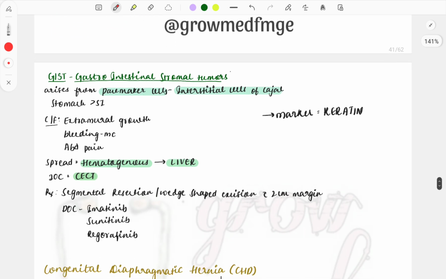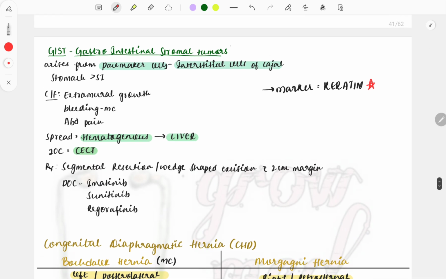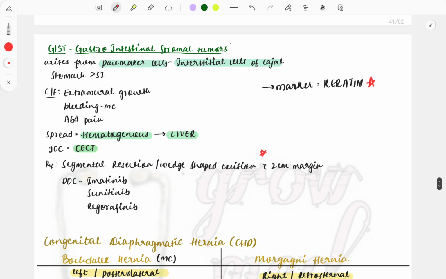Then the GIST. Gastrointestinal stromal tumors arise from the pacemaker cells, which are the interstitial cells of Cajal, and the marker is c-KIT. This is important. The treatment is wedge resection with a 2 centimeter margin. We need to give this one for the treatment.